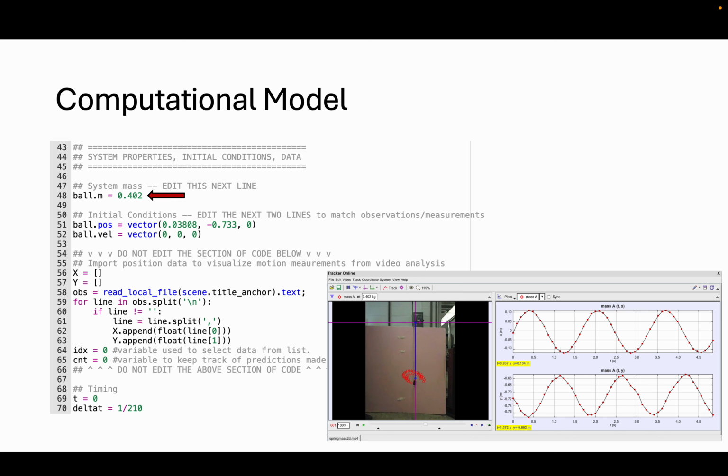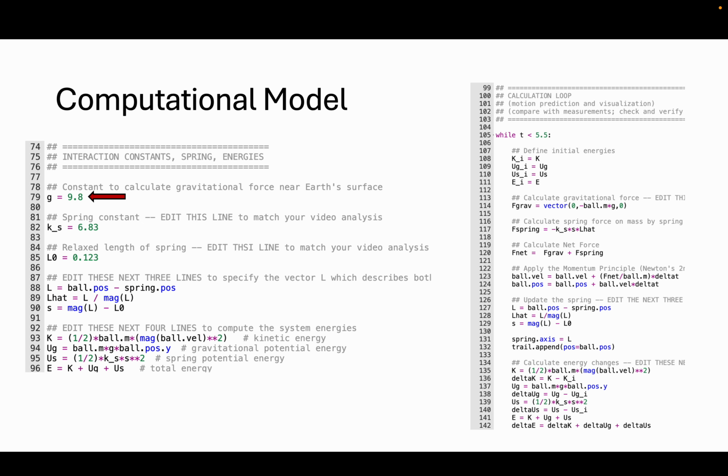This line sets the mass of the ball to 0.42 kilograms. This line defines the initial position of the ball based on the Tracker data. Since we released the ball from rest, its initial velocity is 0 in all directions. This sets the gravitational acceleration constant near Earth's surface to 9.8 meters per second squared. It's used when calculating gravitational potential energy and force.